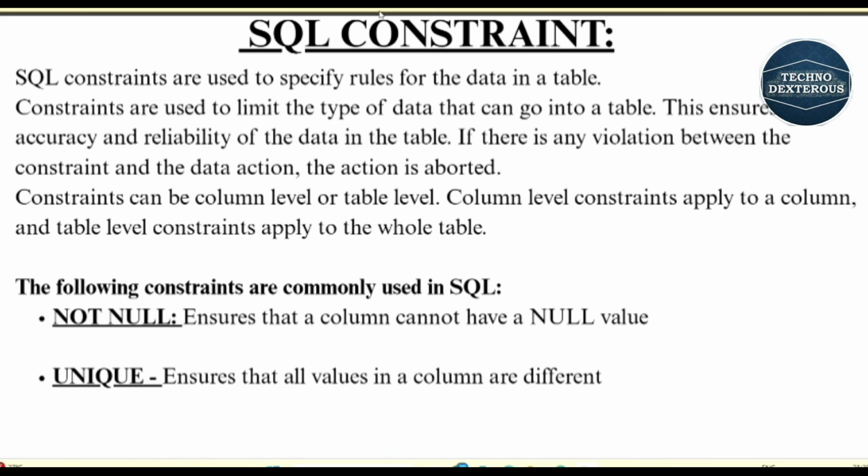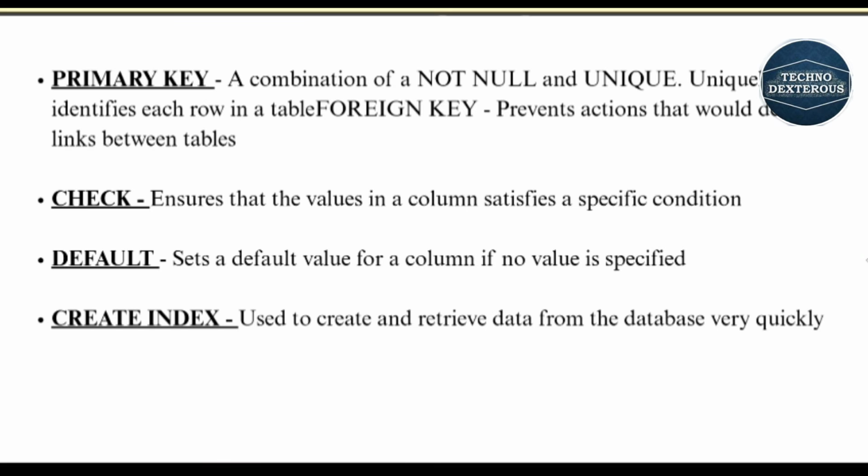Types of SQL constraint. First is not null. Not null ensures a column cannot have null or empty values. Second one is unique. Unique ensures that all values in a column are different from each other. The third one is primary key. Primary key uniquely identifies each record in a table. It is a combination of not null and unique.